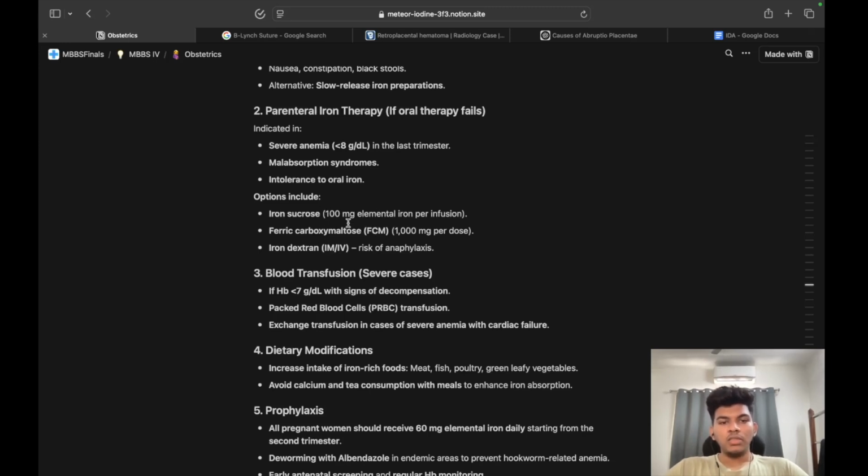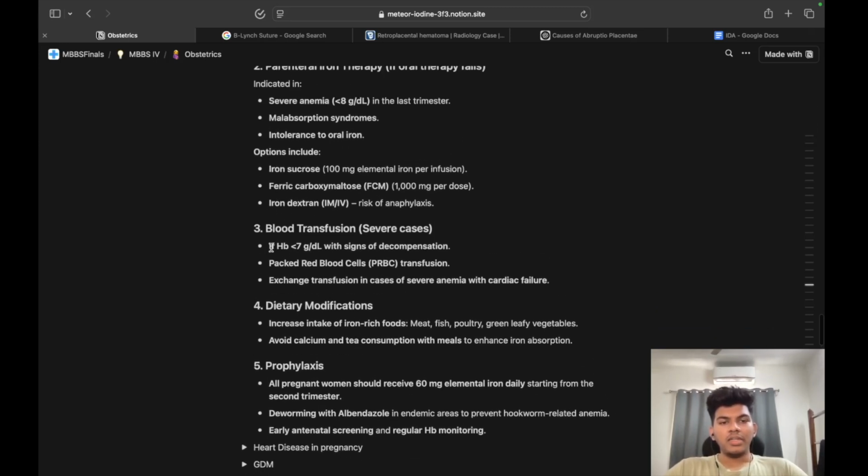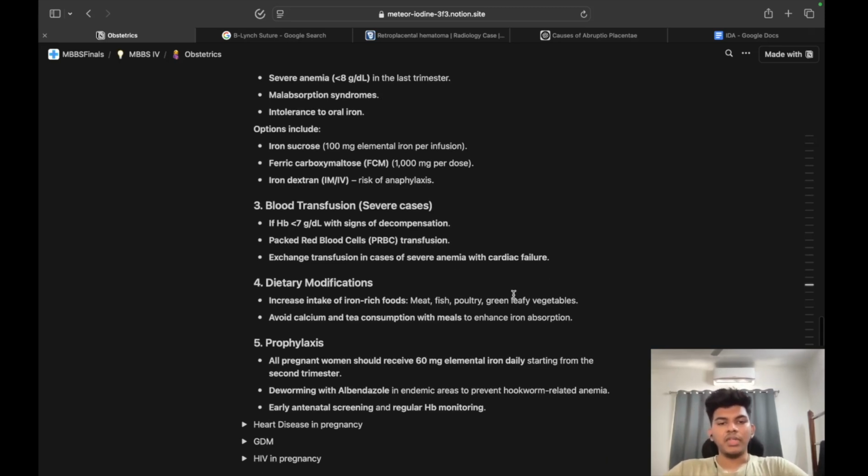Coming to the numbers: iron sucrose is 100 milligram elemental iron per infusion. Ferric carboxymaltose is 1000 milligram per dose. Iron dextran is IM or IV, but it has a risk of anaphylaxis. Coming to blood transfusion, we have seen it already: less than 7 gram per deciliter, or with signs of decompensation, that is the indication. Packed red blood cell transfusion, and exchange transfusion in cases of severe anemia with cardiac failure.